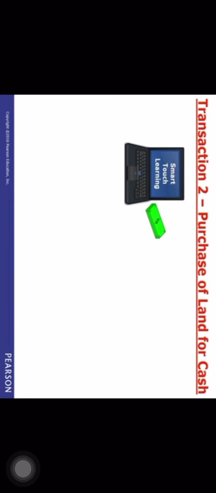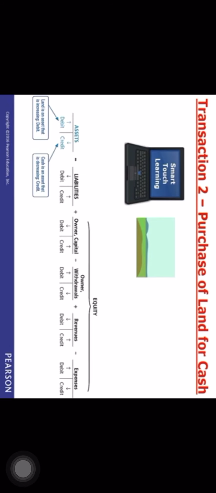In our next transaction, Smart Touch Learning pays $20,000 cash, and they pay the cash because they want to receive land so they can use that in their business operations. When this transaction happens, notice it's 2 different asset accounts being affected. Land is increasing. Smart Touch Learning just received land, so land will be increased on the left-hand side, the debit side. Smart Touch Learning paid $20,000 cash. Cash is decreasing, therefore we'll put the $20,000 on the right-hand side, the credit side of cash.